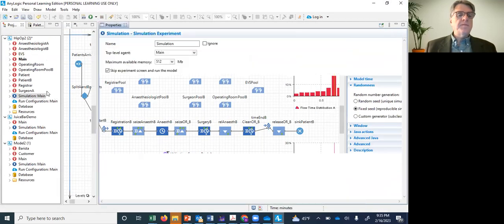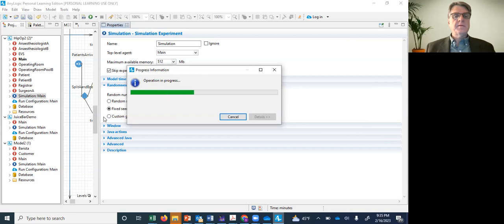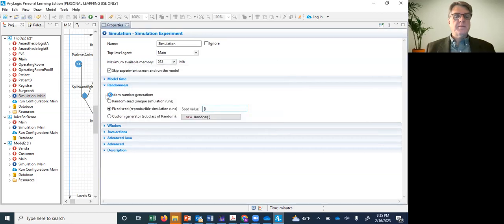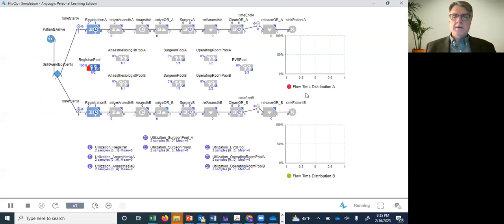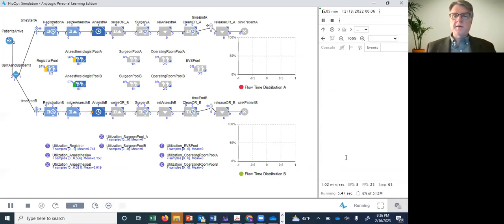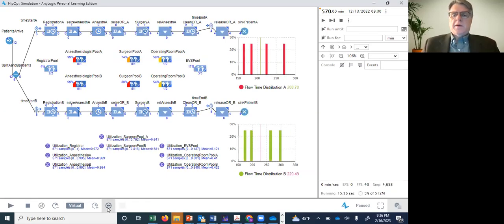And then one more time, make it 3 and run it. Given the variabilities we're seeing, I might do a 4th one for you. Run this out. 208, 229. So you've got all the utilizations.